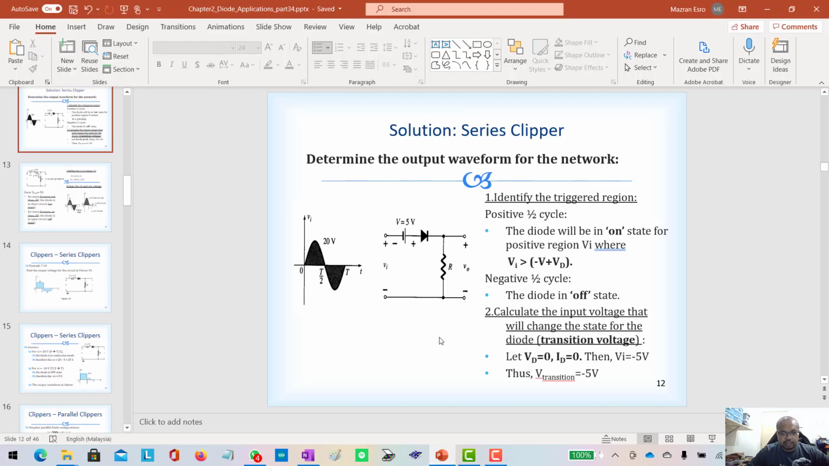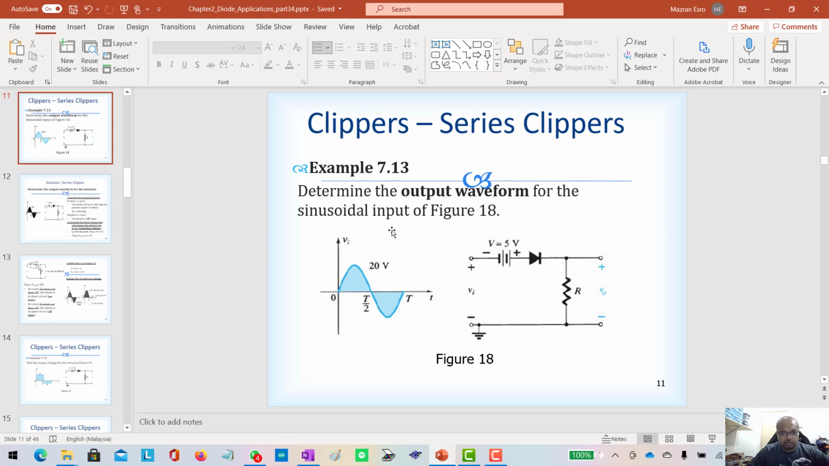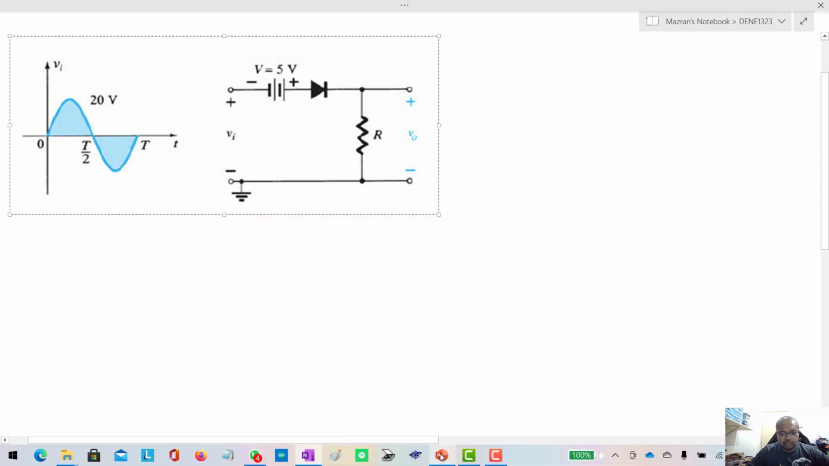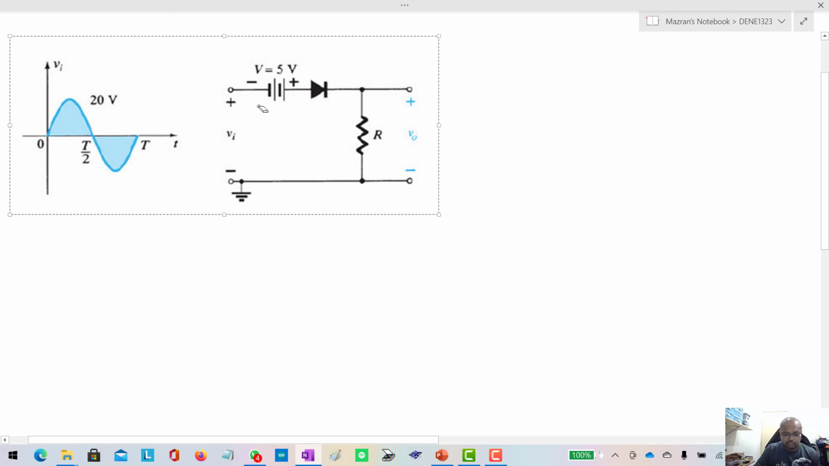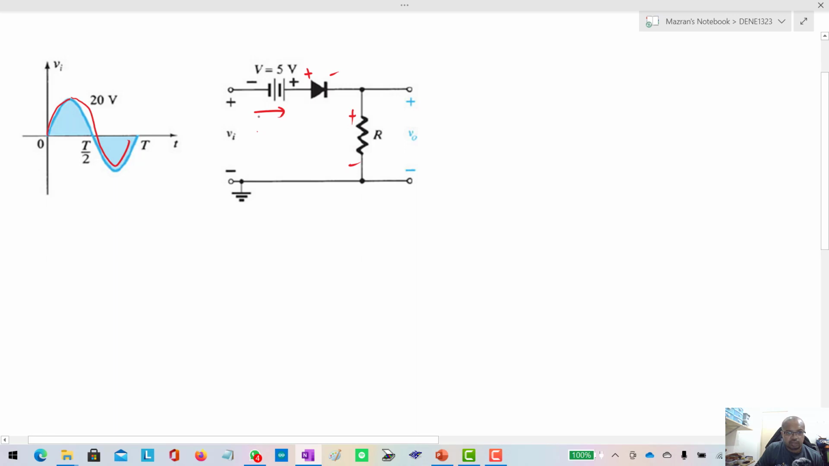Right, let's welcome back. Let's continue with this example 7.13. I've already put it in my OneNote so that I can scratch a little bit here. The input is a sine wave, about 20 volts, and then we have a DC voltage of 5 volts that way, and then V diode, and then V out. On the positive cycle, current will flow that way. On the negative cycle, current will flow that way.